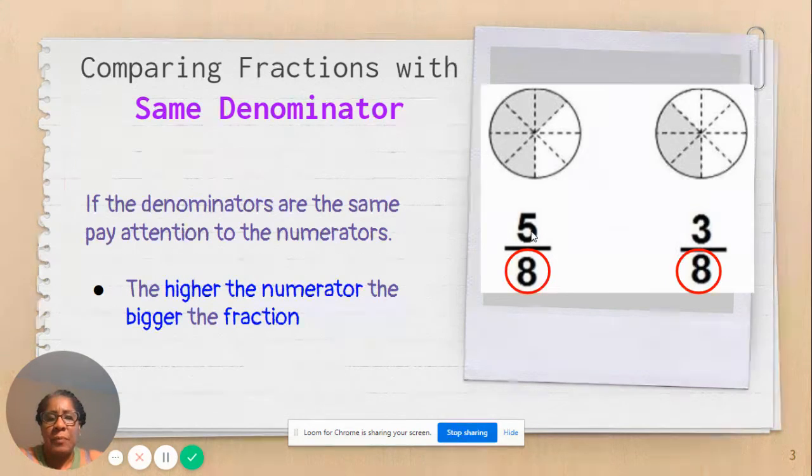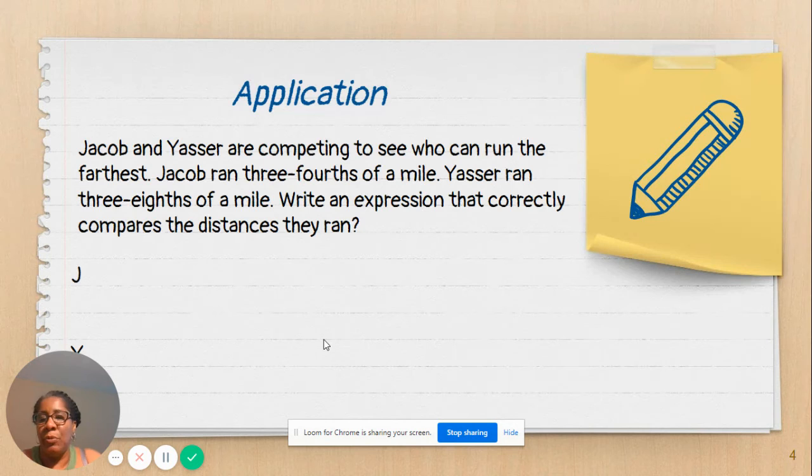So 5 is greater than 3, which means 5/8 is greater than 3/8. Again, the higher the numerator, the bigger the fraction. Simple rule of thumb.